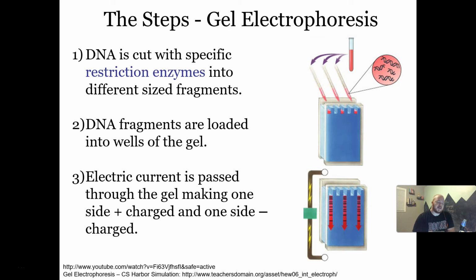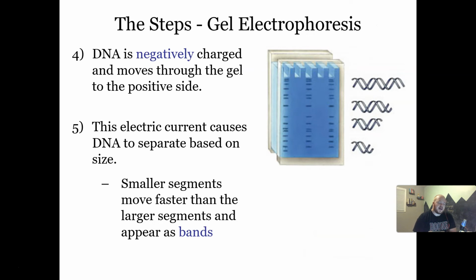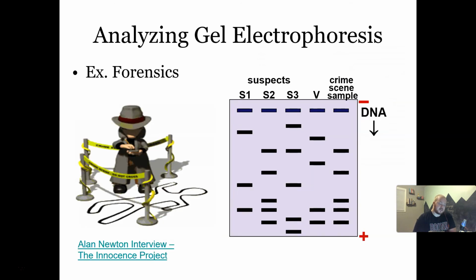So again, you cut the DNA up with specific restriction enzymes, you load them into the gel, and electrical current is going to be passed through the gel, making one side positive and the other side negative. And DNA is going to follow the positive current. Heavier particles just fall behind. As it passes through the gel, the current is going to separate the DNA based on size. Again, smaller stays further behind.